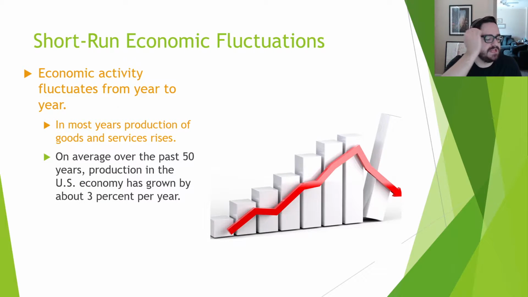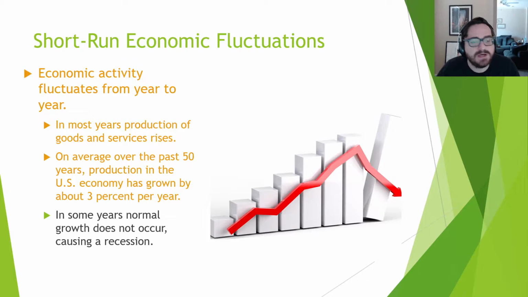On average, over the last 50 years, our real GDP has grown by about 3% per year. That's massive over a long stretch of time, to have actual productivity rising by about 3% per year. Over 10 years, that's 30%. Over 20 years, that's 60%. That's a massive increase in productivity. But in some years, that growth isn't occurring, which is a recession.